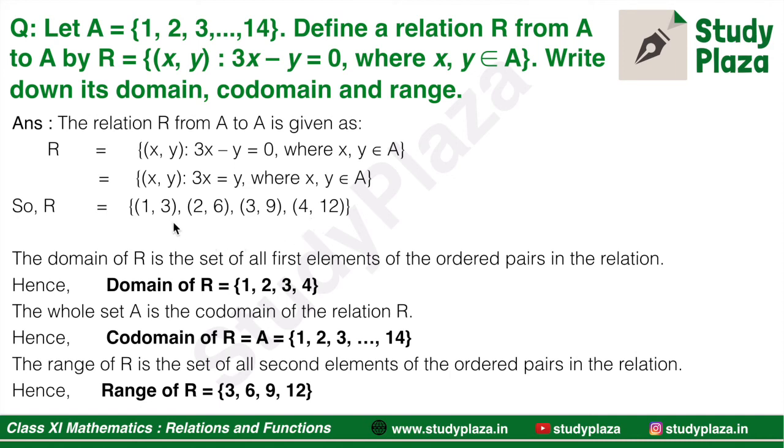Now domain. Domain will be the first elements of the ordered pairs, that is 1, 2, 3 and 4. They form the domain of the relationship R. Similarly, range. The second elements 3, 6, 9 and 12 form the range of the relationship R. Codomain is always the set A, that is the second set of the Cartesian product. Hope you have understood this question nicely.